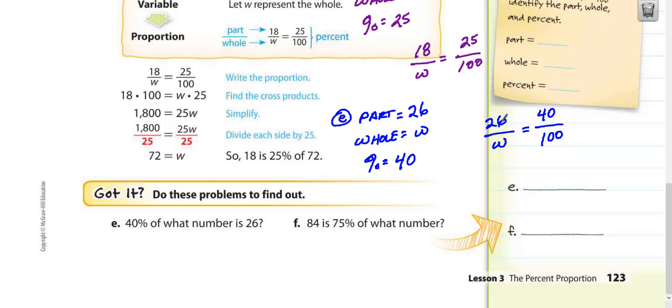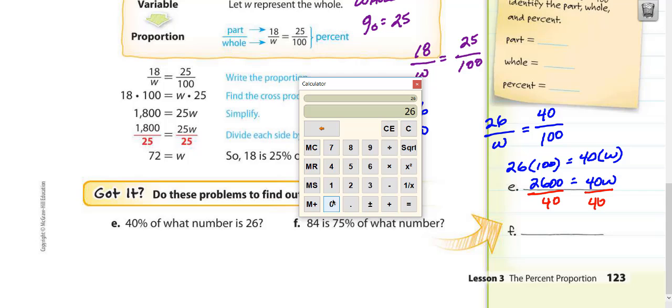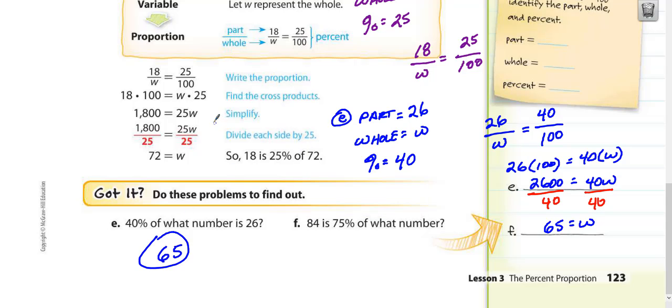We are going to do cross products. We're going to multiply 26 times 100, which is, by the way, 2,600. You just add those two zeros to that 26. And 40 times W, or 40W. Now we divide by the coefficient 40. Let's grab our calculator. 2,600 divided by 40, and we get 65. So we know that in this case, 65 was the whole amount. Okay, do the same thing for letter F, and then come back and we'll discuss it together.